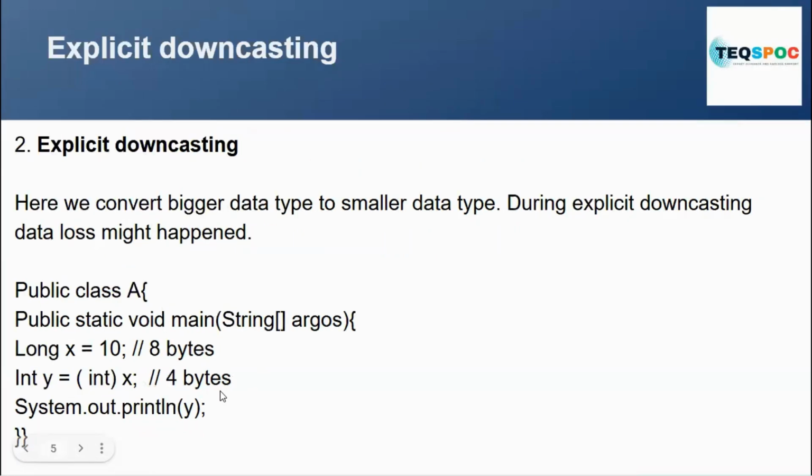Similarly, we have explicit downcasting. In explicit downcasting, we convert a bigger data type, like long, which is 8 bytes, into int of 4 bytes, means a bigger data type into a smaller data type. Then it is called explicit downcasting. And during explicit downcasting, data loss will happen. Okay, so let me show you.